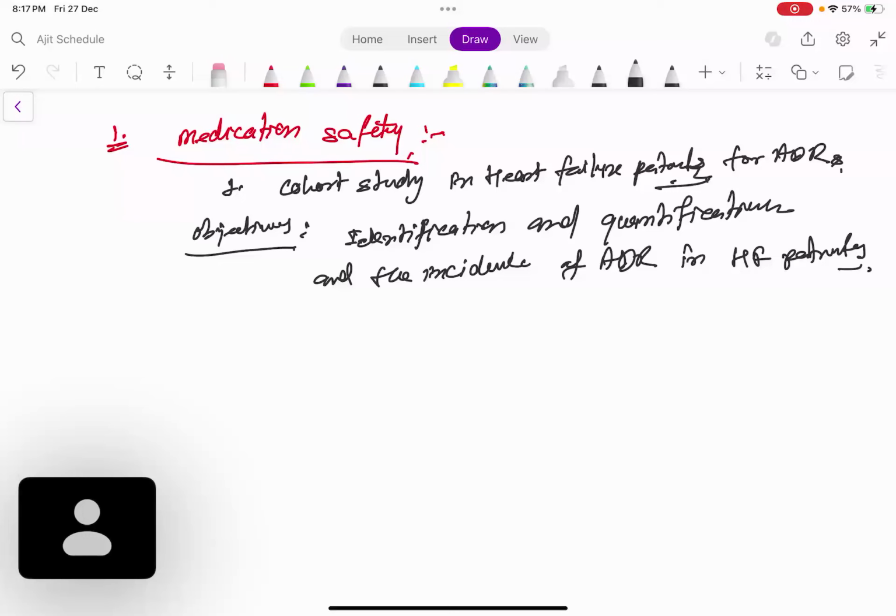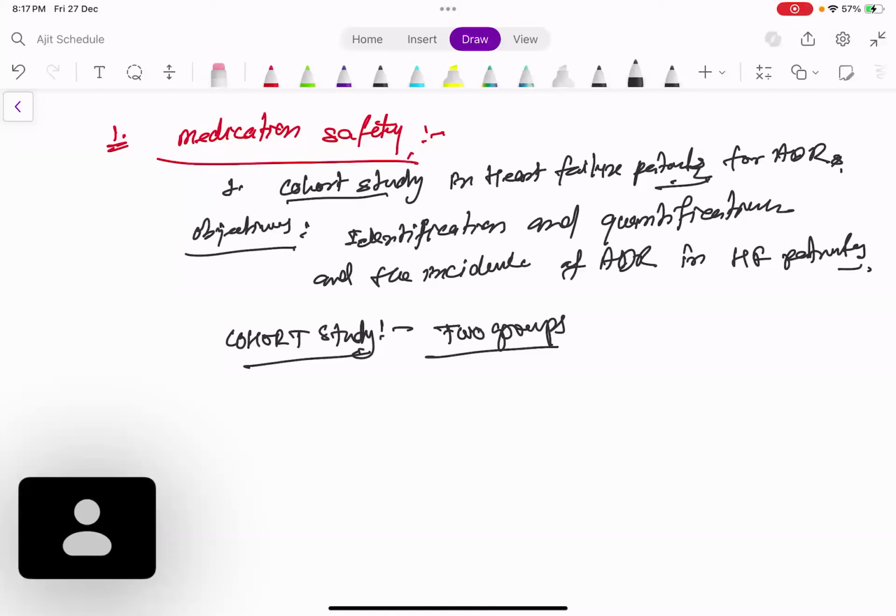Okay, so let's identify and quantify the ADRs, with the incidences of ADRs in heart failure patients. What kind of study will you do? You can do a cohort study. But how will you conduct this cohort study? You will enroll two groups.